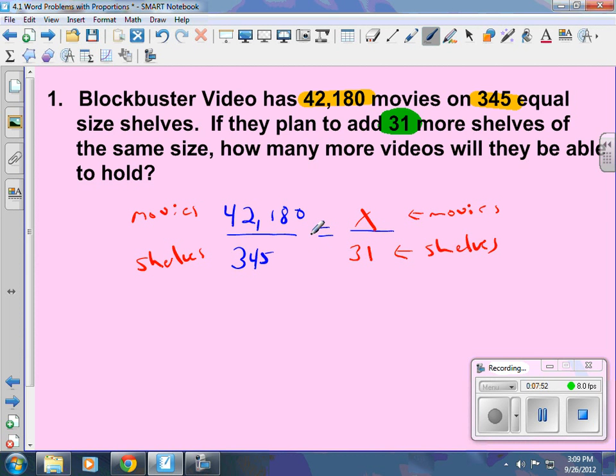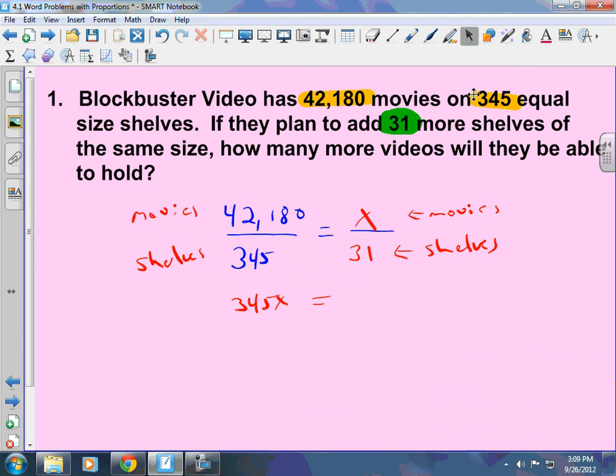Now we cross multiply. So let me get my calculator. These are big numbers. 42,180 times 31 equals, obviously 345 times x is 345x. And 42,180 times 31 equals 1,307,580. Now, in order to solve this, I just divide both sides by 345.